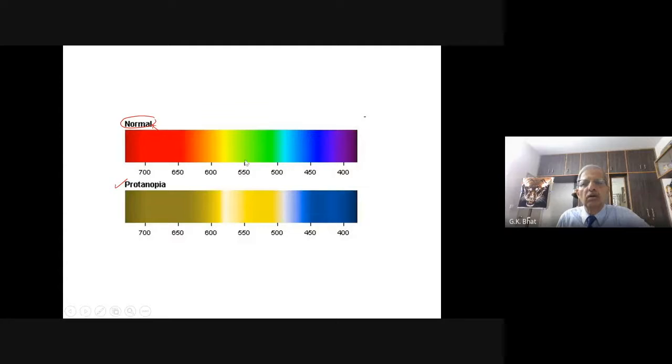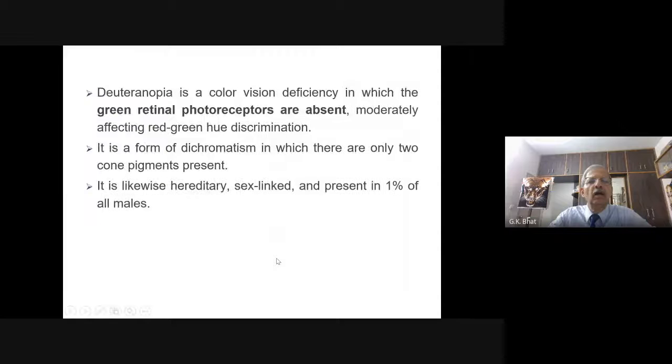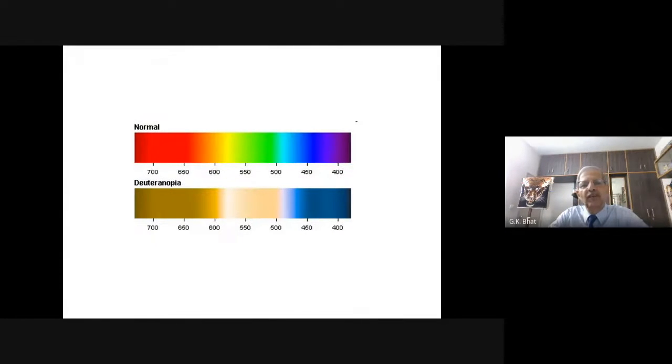This is what green appears to us. Now, in the same way, deuteranopia is a color vision deficiency. In these individuals, the green retinal photoreceptors are absent. So they cannot make out a green color. Protanopia people cannot make out a red color. Deuteranopia people cannot differentiate a green color, as you see now here. This is what we feel and this is what they feel.